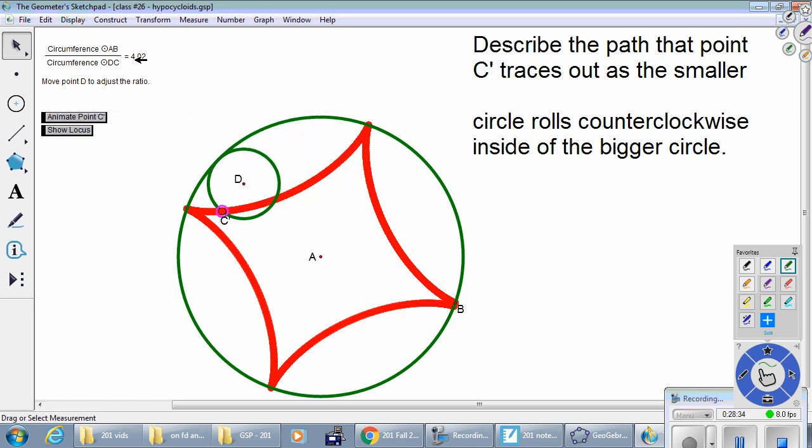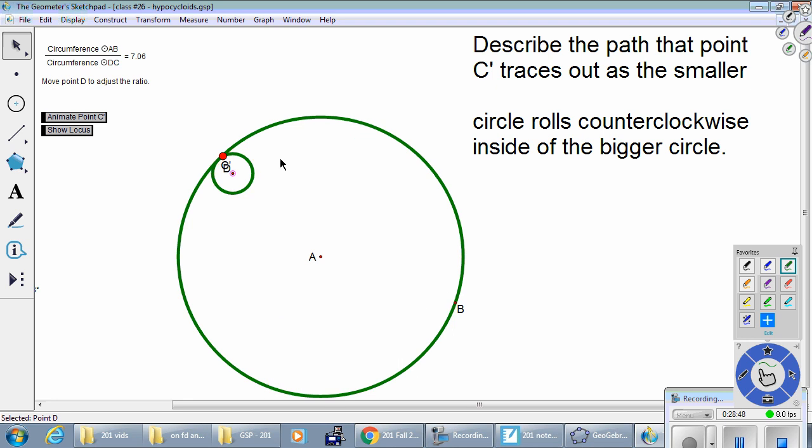So what if I changed the ratio? Instead of a ratio of 4 to 1, let's make it something a little bit bigger, maybe, I don't know, 7-ish. That's reasonably close to 7. So what kind of a shape are we going to get as we, again, trace this point out? But this time it's going to make 7 complete rotations before it gets right back to where it started. So here it goes.